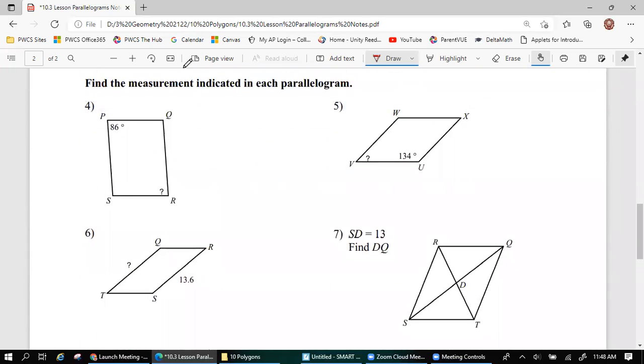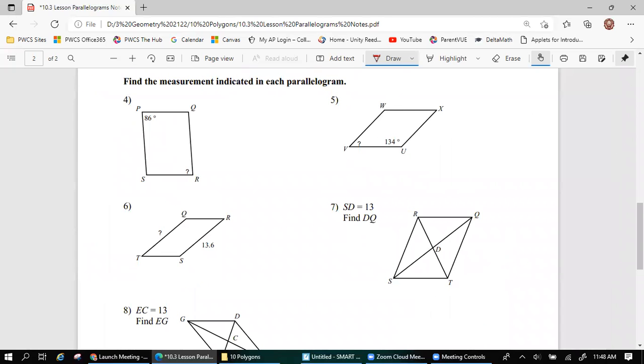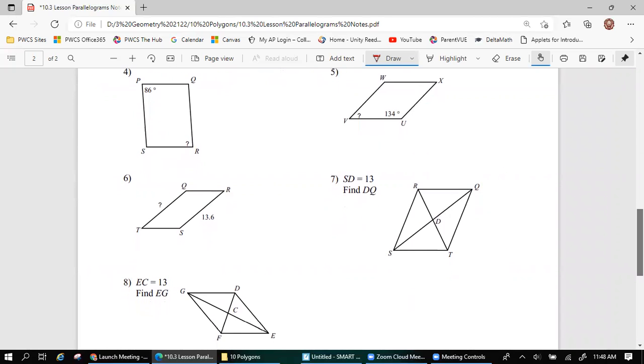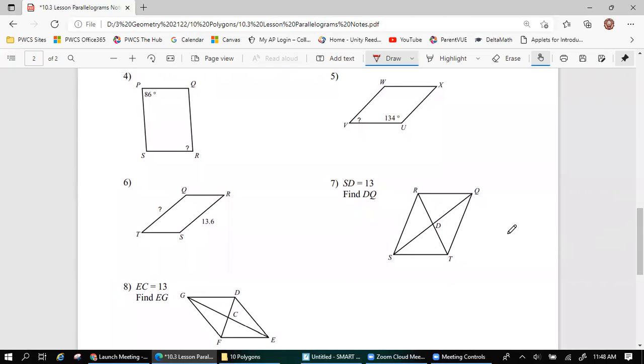So I want you to use those properties and apply them to find these missing measures in these 5 parallelograms. As ever, if you have questions, if you're stuck, if something's confusing to you, make sure that you ask for help before you try and do these. Make sure that when you're done with these, you do some of the practice to reinforce the ideas. And when you're doing that, make sure you check your answers. And of course, always ask for help.